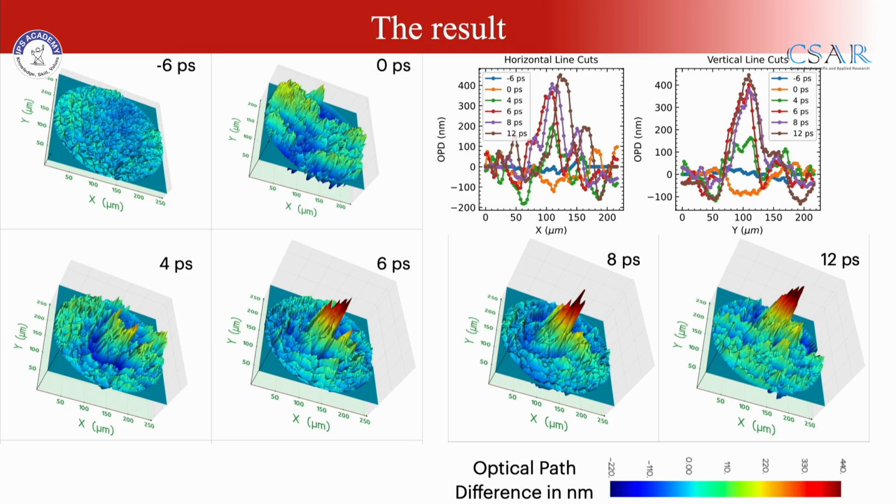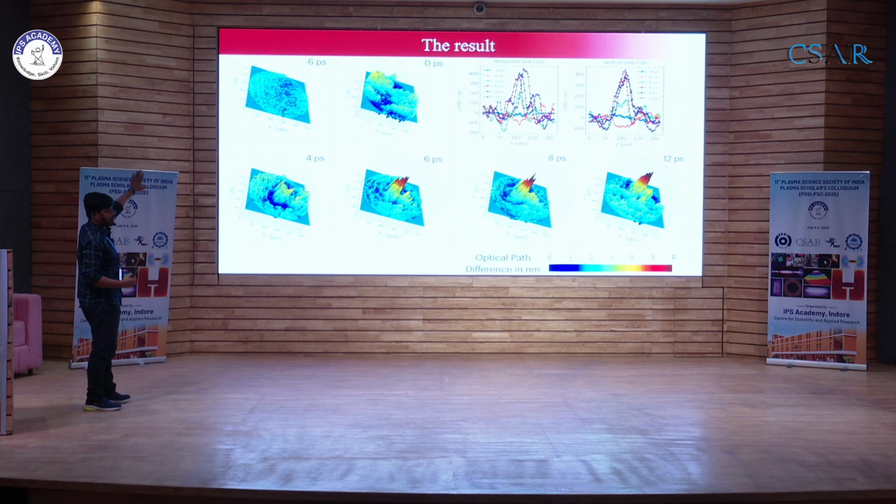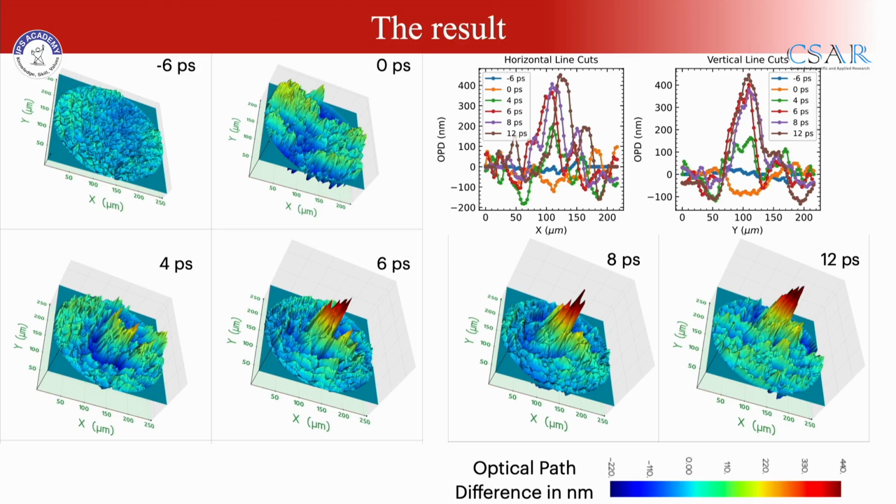At -6 picoseconds, the probe is coming first. The pump has not arrived yet because we are coming 6 picoseconds before, so it sees a planar target surface and reflects back. Now when we come at the same time as the pump, that is 0 picoseconds. When the pump arrives first and then the probe arrives, we call it the positive delay. All the positive delays are where the probe comes after, sees the plasma and goes back, and then we study it.